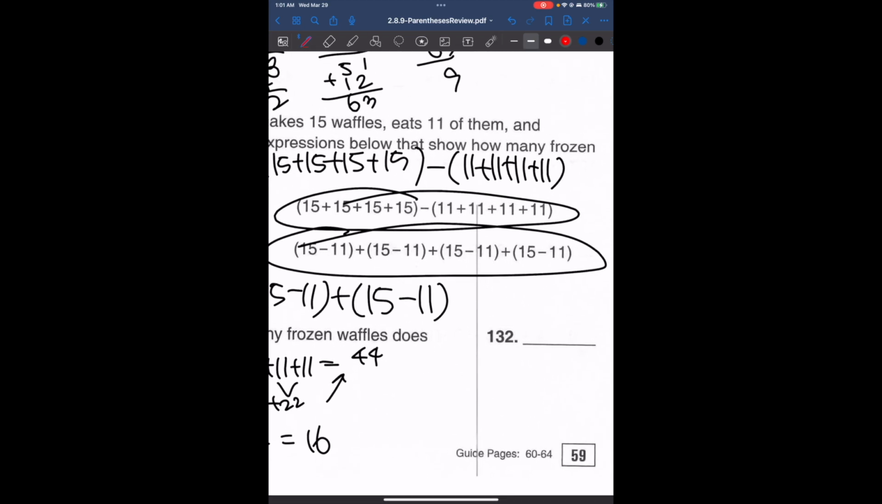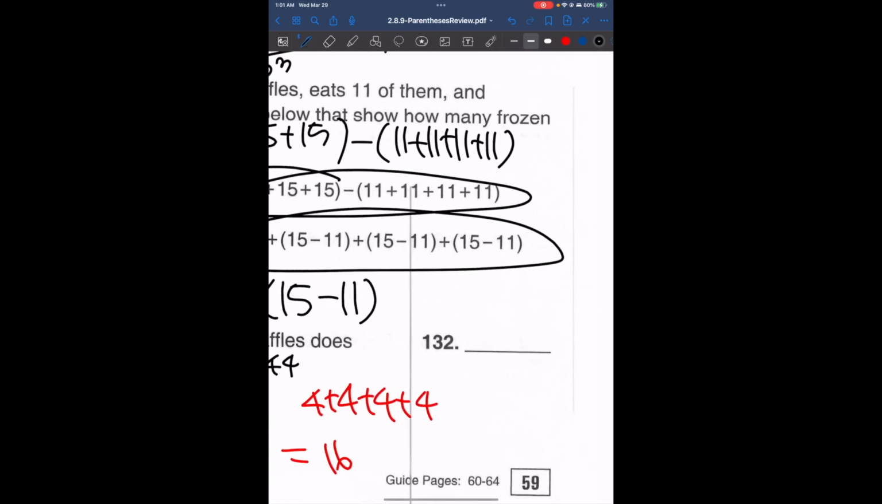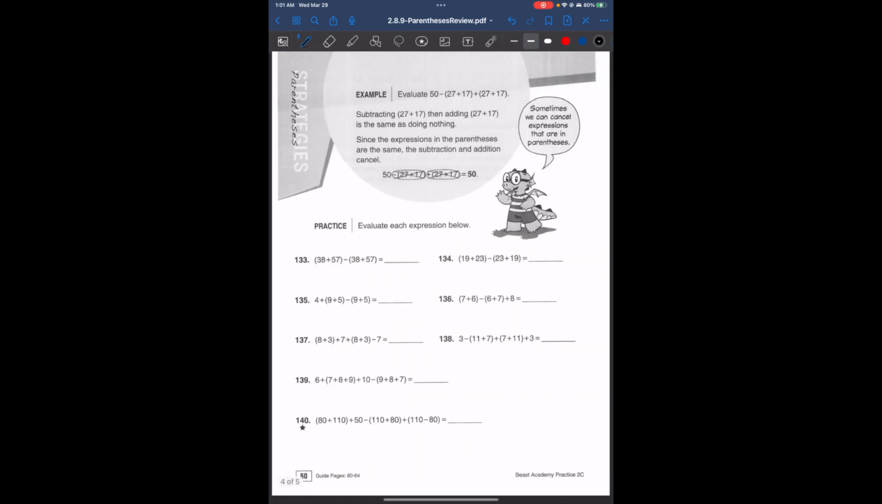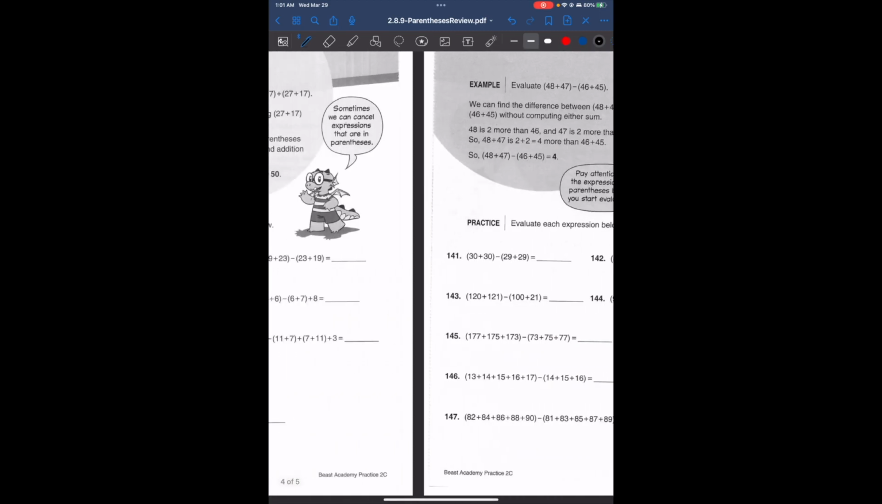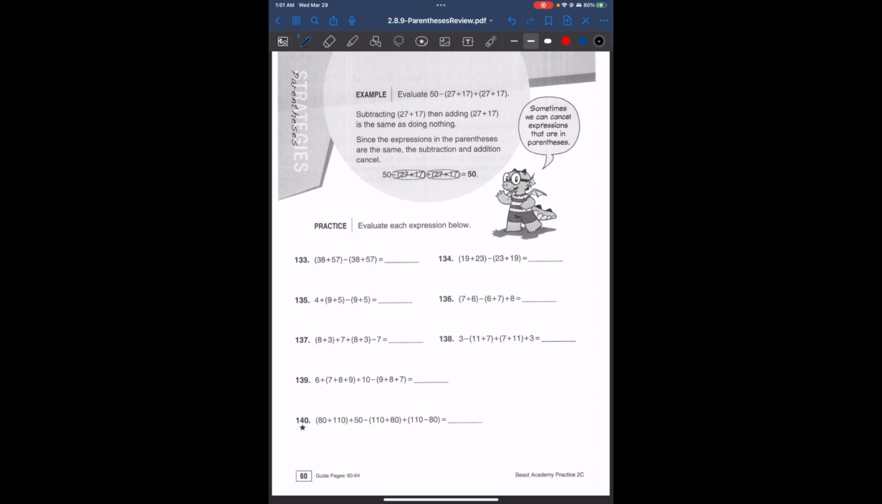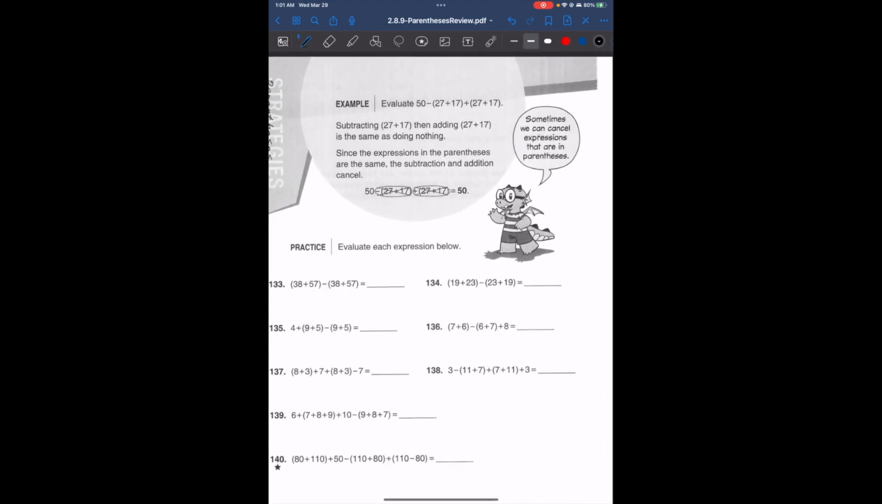So 15 minus 11 is 4. So we have 4 plus 4 plus 4 plus 4, which is equal to 16. So our answer is the same. We have 16 frozen waffles after 4 days. Okay, so we're going to move on to our next page. So let's look at our example.